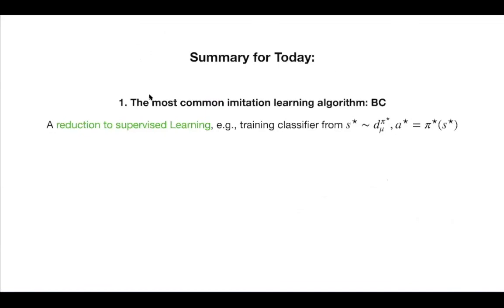Okay, so let's just do a quick summary for today. We talked about the most common imitation learning algorithm, right? The algorithm people actually do use in practice. This is a reduction to supervised learning. The idea is that you collect examples from the expert demonstrations and you train your favorite classification algorithm on it, right? The classifier is the policy that you're going to use.